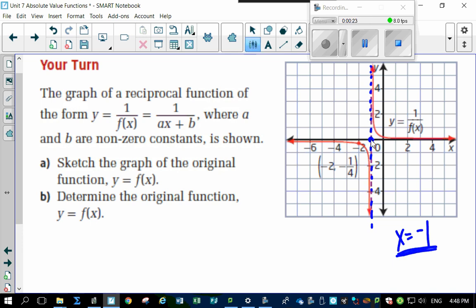Check this out now. They gave you a point here, which is now on your reciprocal graph. All you got to do is flip it back. So your original point was 2, -4. The reciprocal of -1/4 is -4. So plot that point in there.